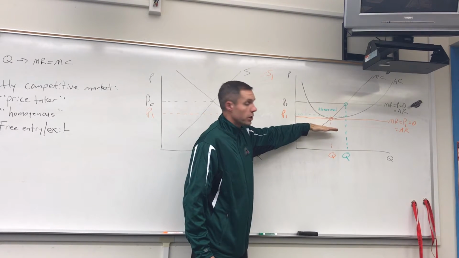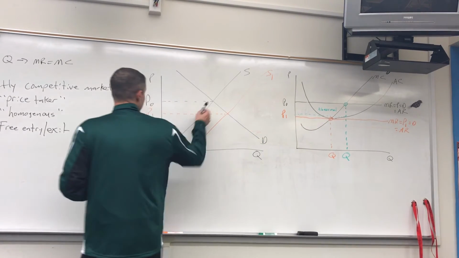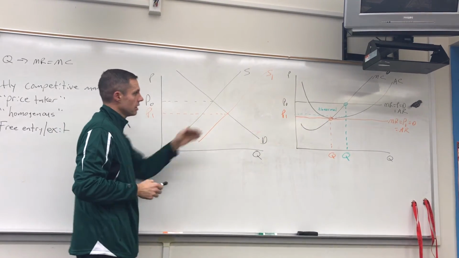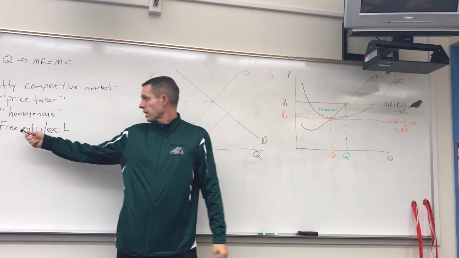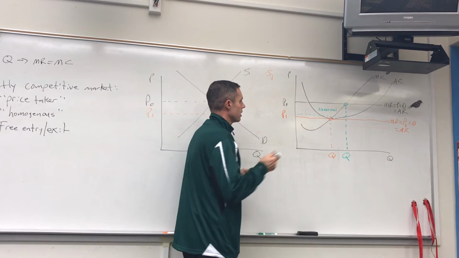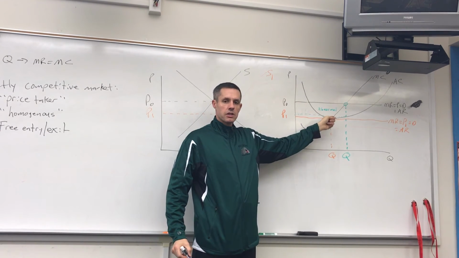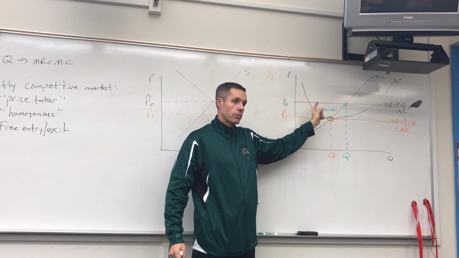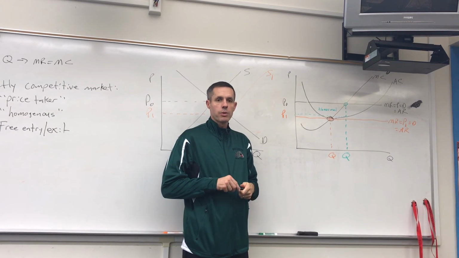If price were to fall below average cost, there would be firms that would leave the industry, and that would raise price up until this point. Because there's free entry and free exit, in a perfectly competitive market we always end up right here. We end up productively efficient at the lowest point of average cost, where marginal revenue equals marginal cost. That is our introduction to perfectly competitive markets.